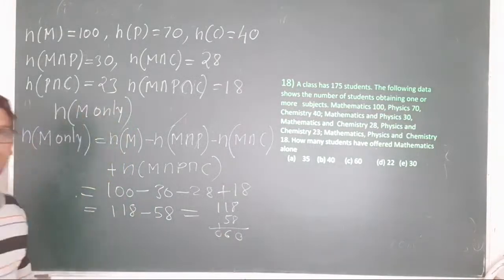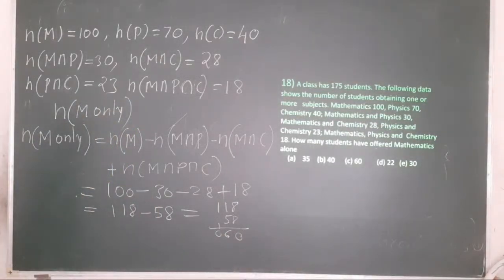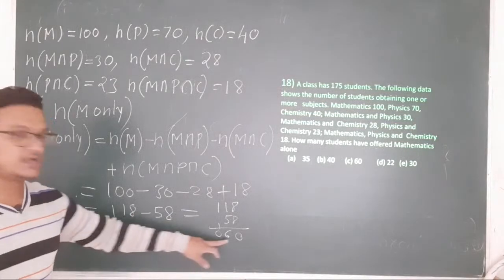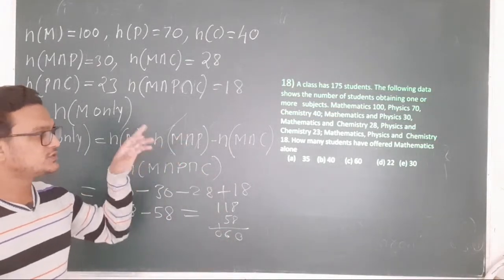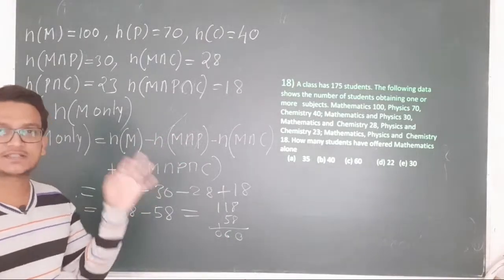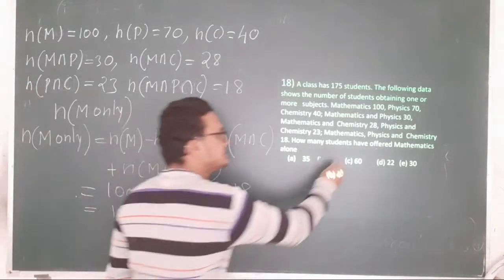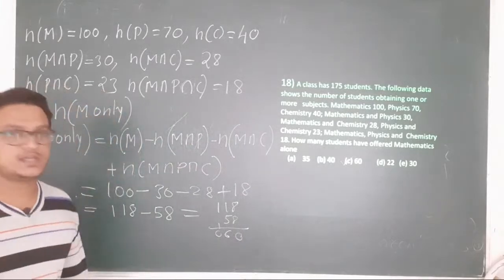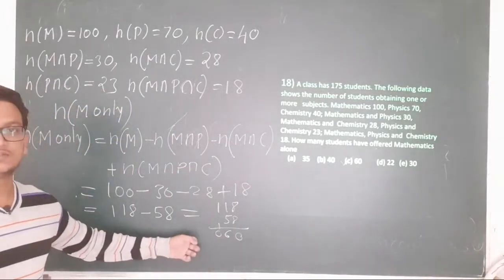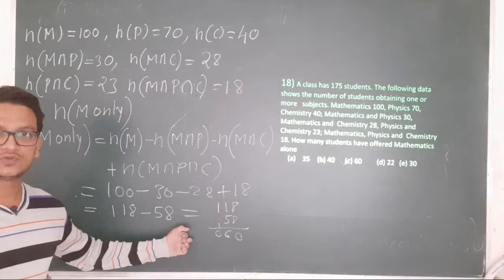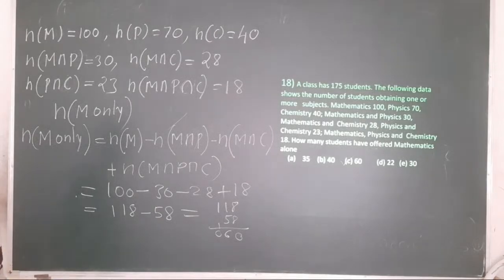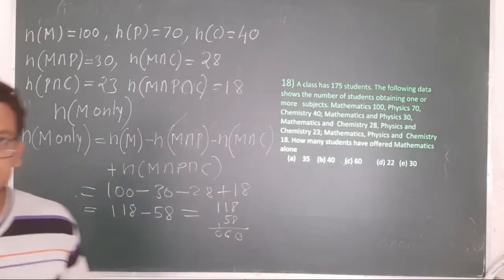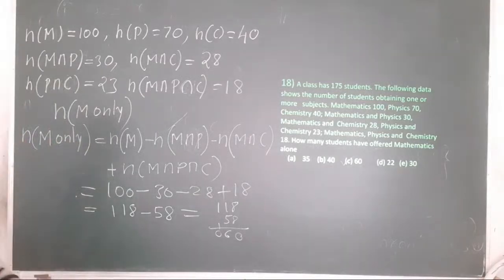118 minus 58 is 60. So the students who have offered mathematics alone are how many? 60 students. So that answer is calculated here. You need to remember the formulas. So you can just note this solution.